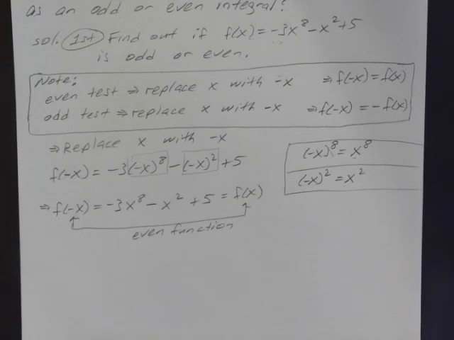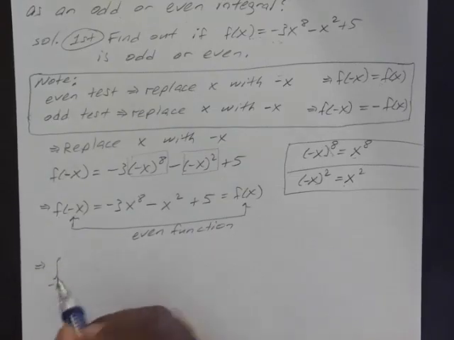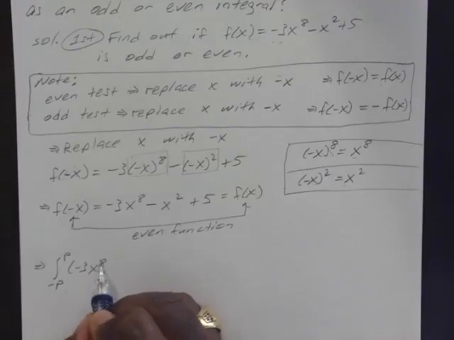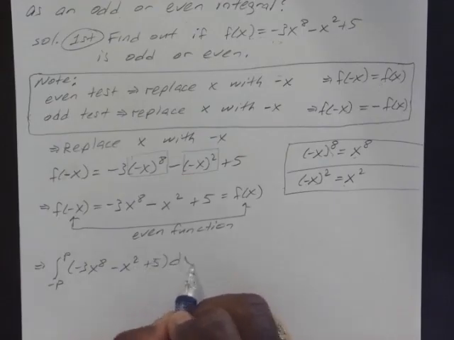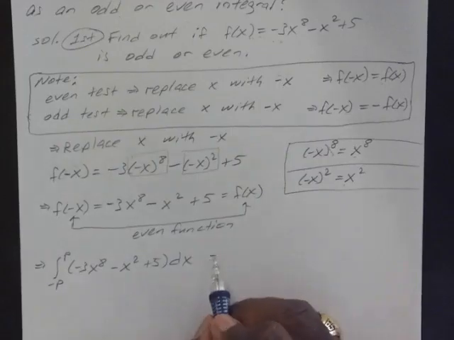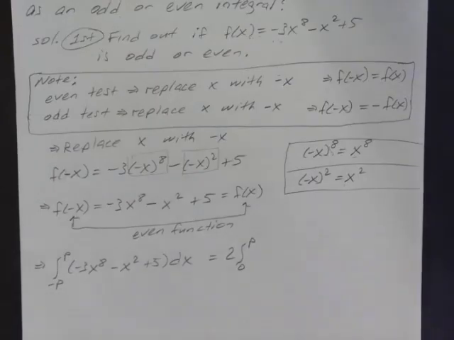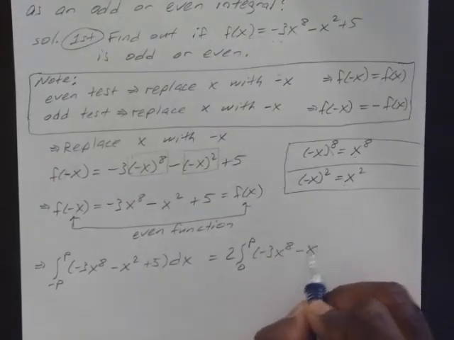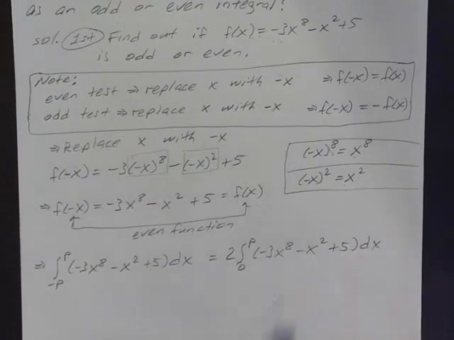So if it's an even function, that means that the integral from negative p to positive p of negative 3x to the 8th power minus x squared plus 5 with respect to x, we can rewrite as an even integral: 2 times the integral from 0 to p of negative 3x to the 8th power minus x squared plus 5 with respect to x.